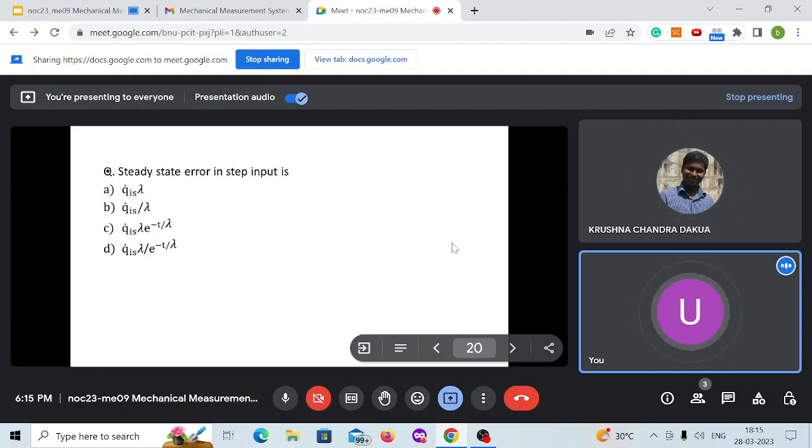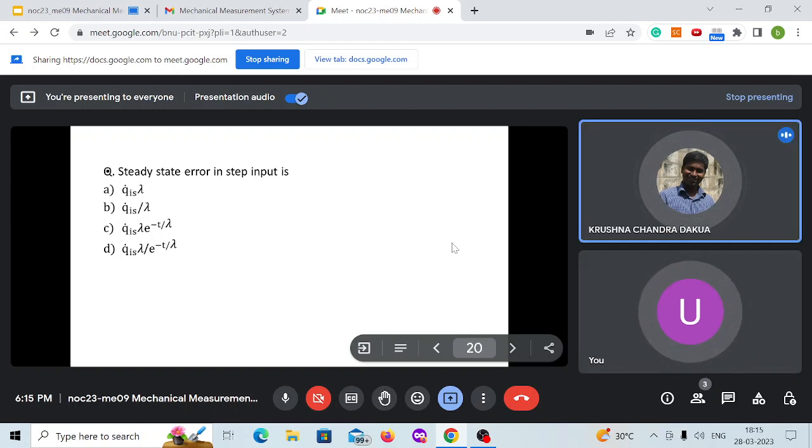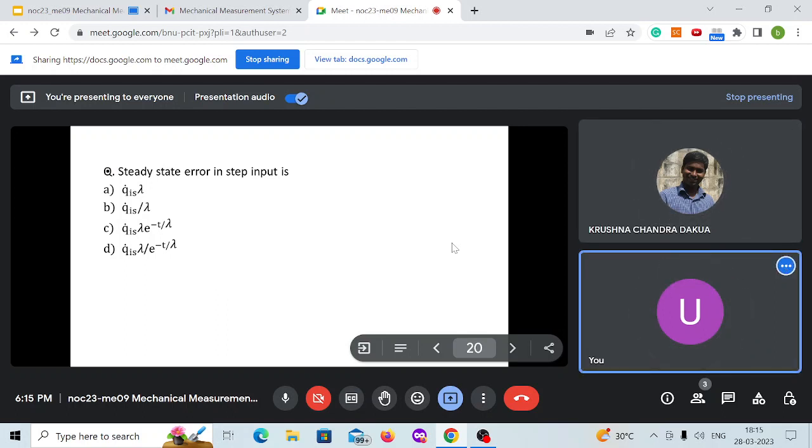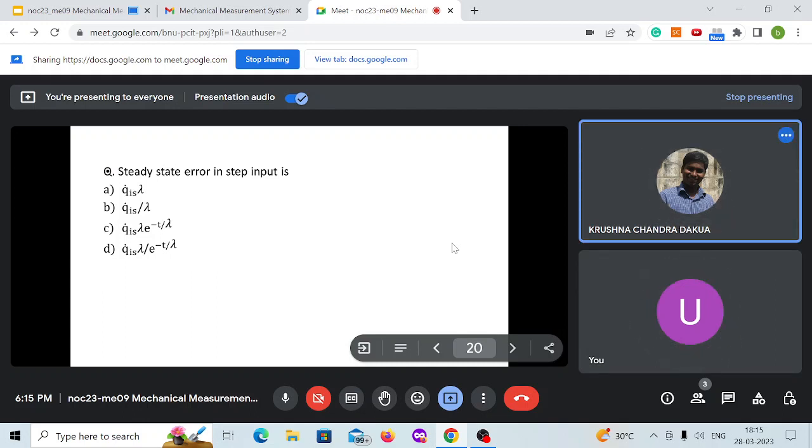Moving next, you have a steady state error in a step input. You have a step input, and what could be the steady state error in that? You have QIS, that is lambda, where lambda is a time constant. QIS by lambda, QIS lambda e raised to power minus t by lambda. Yes, QIS is the time constant. The answer will be option A.